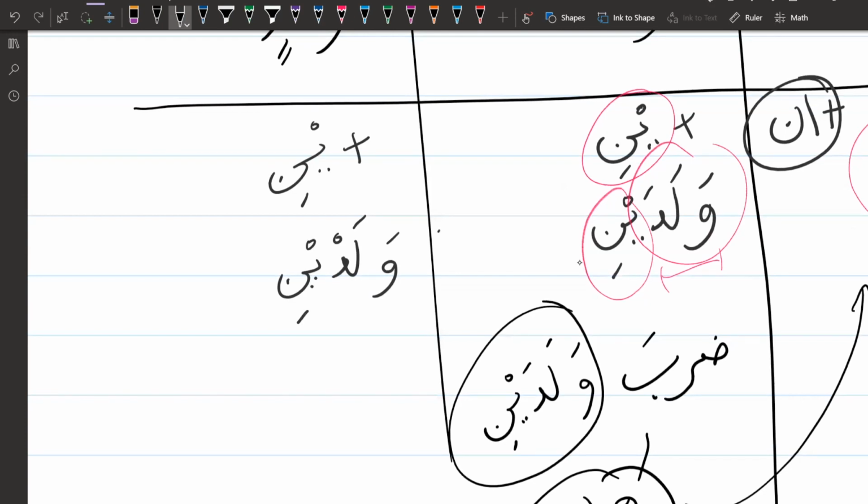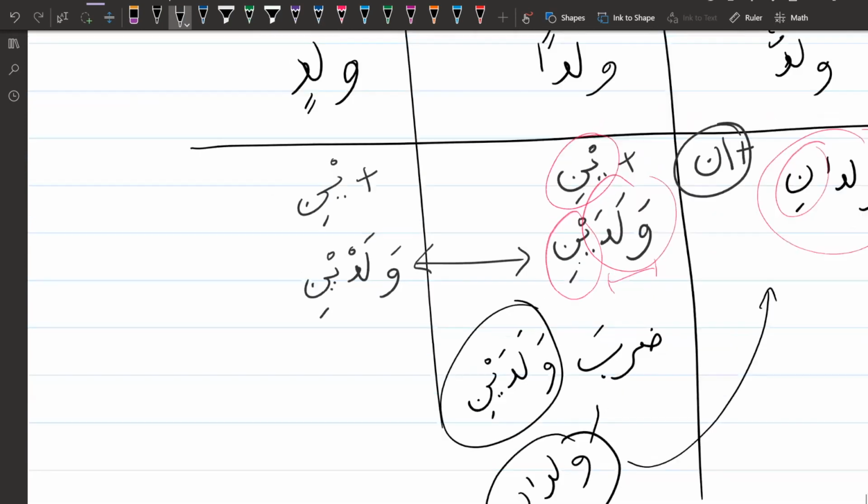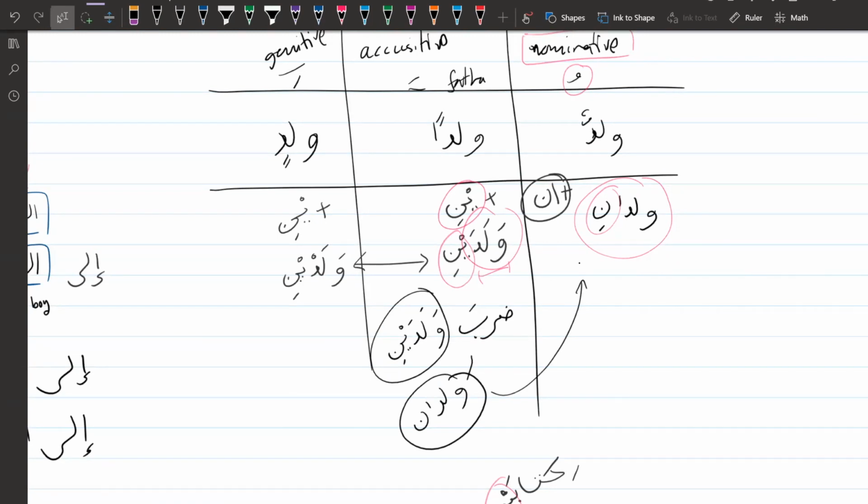It's exactly the same thing as the accusative case. So both accusative and genitive have the same form. Only the nominative is different. Nominative is "ani" and accusative and genitive is "aini". So you say waladani, waladaini, and waladaini.